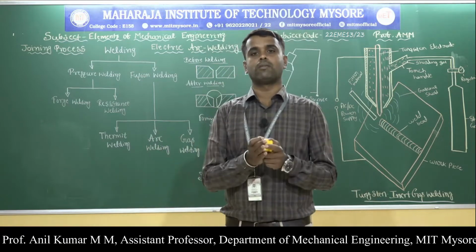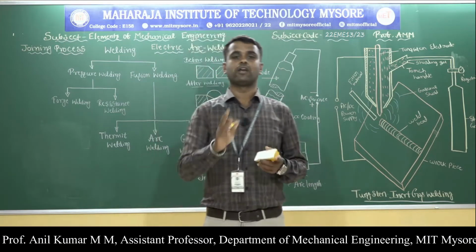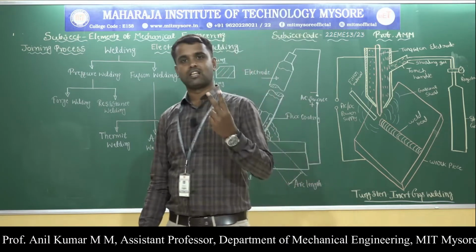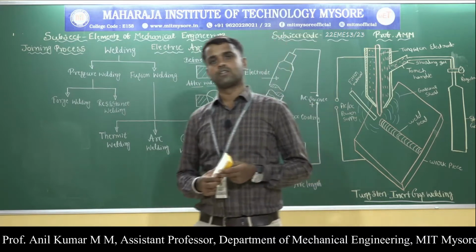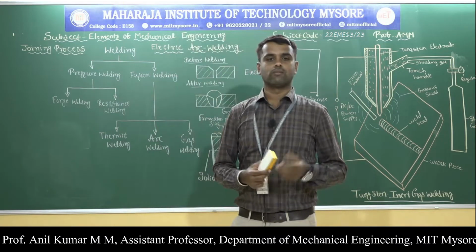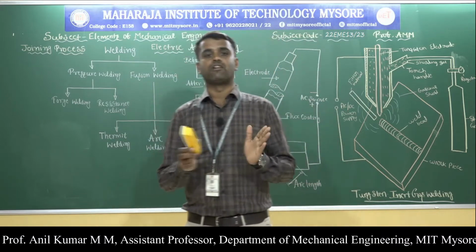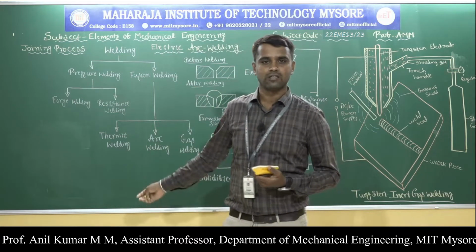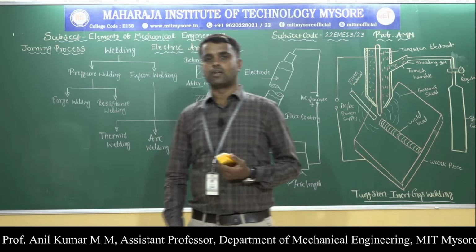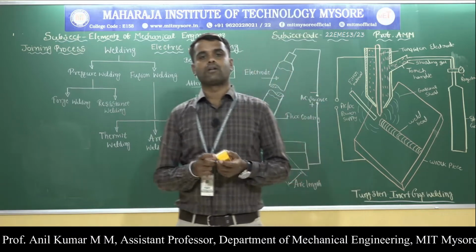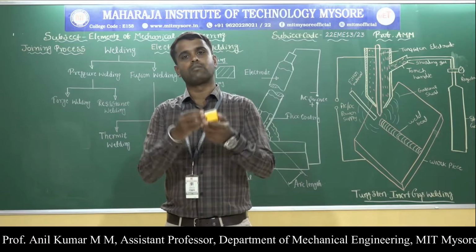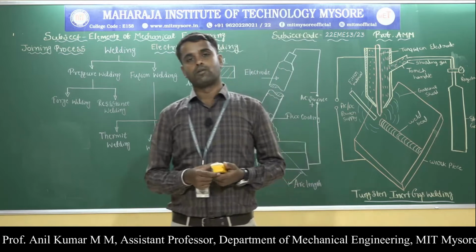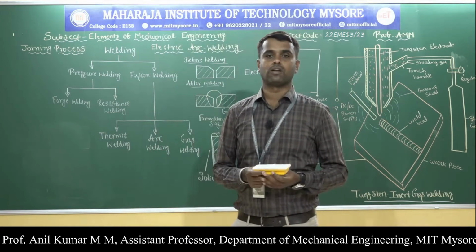Joining is nothing but the assembling of two or more components to make a single component. That process we call the joining process. It is classified into two types: permanent joint and temporary joint. A permanent joint is difficult to separate; if you separate it, it will damage the original shape. Examples are welding, soldering and brazing. A temporary joint can be easily separated without damaging the original surface. Examples are nut and bolt, and screws.